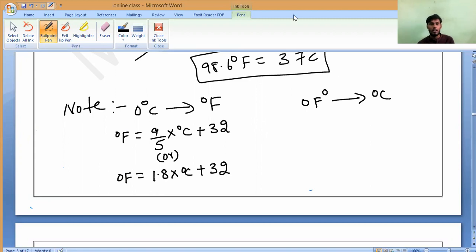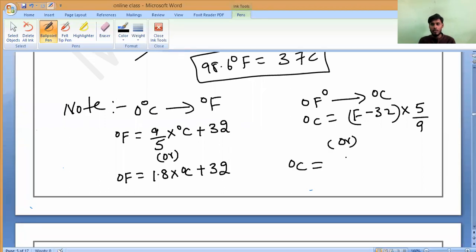Hari, you tell me now. Degree Fahrenheit to degree Celsius, what is the formula? Degree Celsius equals F minus 32 into 5 by 9. Is it yes or no, Hari? Yes, sir. Now I can write: degree Celsius equals F minus 32 divided by 1.8. Both are correct. Whichever is easy for you, you remember that. I won't raise any objection. There is no restriction, I am saying to you.